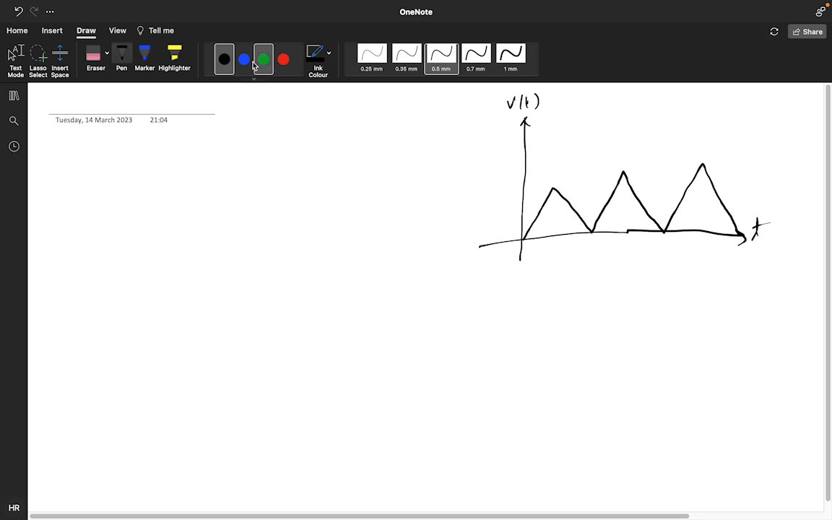It's T by 2, it's T. Okay, and this particular is your Vm. Okay, so this is your signal. So how will you find the RMS power?